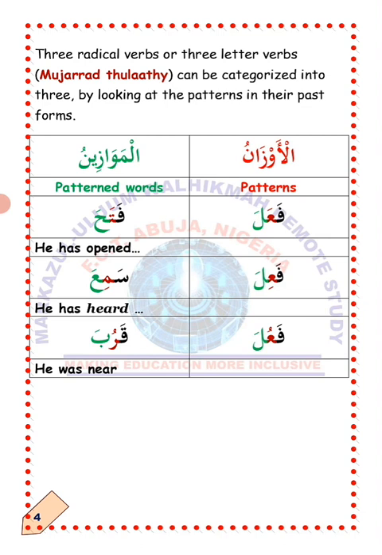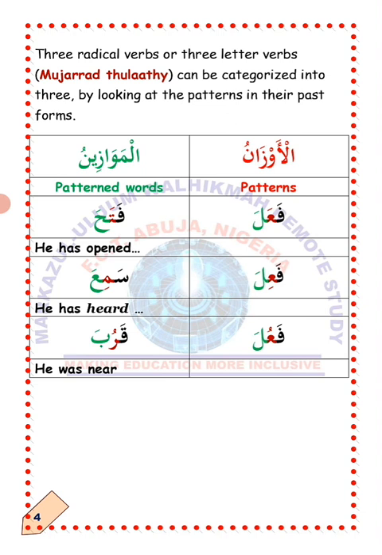Number 2. The word semi'a, which means to hear. Semi'a, he heard, or he has heard. How to change the word to mean I heard, we heard, is the work of Nahaw, not the work of Sarf. So how do we draft the pattern of semi'a? Apply the same principle. Step 1, write down those three letters, fa'un, aynun, lamun, by joining them.